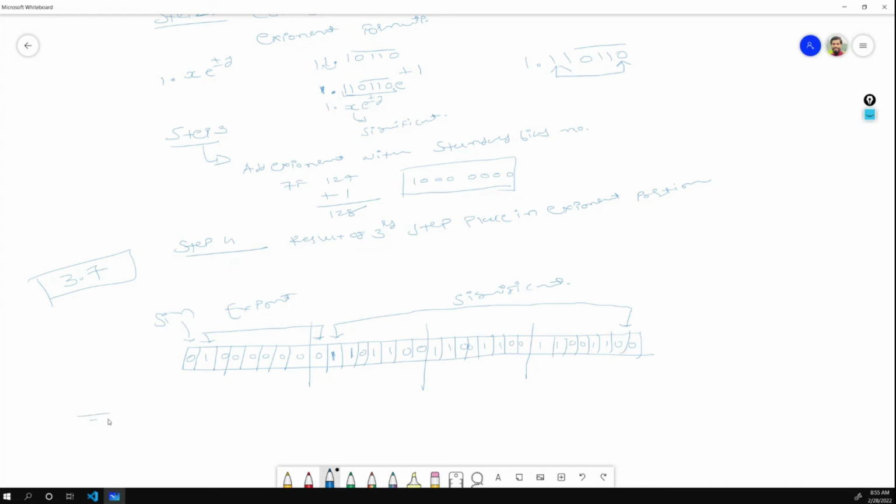In homework, you have to do 23.5 and 3.5, these two numbers. The first step is to convert the number into binary format. The second step is to convert into the standard exponent form. In the third step, you do addition or subtraction with the standard bias number. In the fourth step, the result of the third step goes in the exponent portion, and the result of the second step, the significant part, goes in the significant portion. A positive number means 0, a negative number means 1.